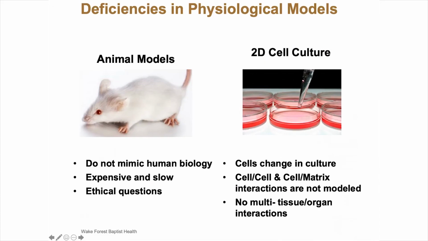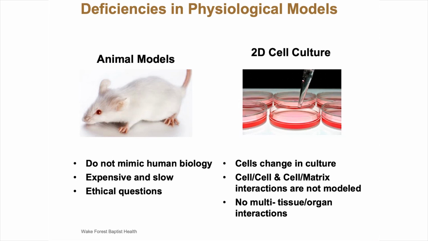The reason this was developed was because there are a lot of deficiencies in the models that we've used before. So this is a mouse. Mice are not humans. We like to use mice a lot as an animal model because they're cheap and we can do very large experiments in short periods of time. However, mice and rats really don't mimic human biology, and there are a lot of ethical questions associated with the use of animals as well.